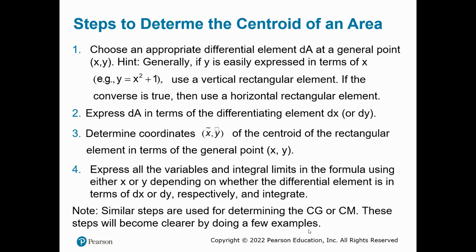So here are the steps on how to determine the centroid of an area. Basically, we're going to choose an appropriate differential element dA. Sometimes it will be a vertical strip, sometimes a horizontal strip. I will show you an example of each type. And then we're going to express the dA, this strip, in terms of the differential element dx or dy. And then we're going to determine the coordinates x bar, y bar of the centroid of the rectangular element in terms of the general point x and y. And then express all the variables and integral limits in the formula using either x or y, depending on whether the differential element is in terms of dx or dy.